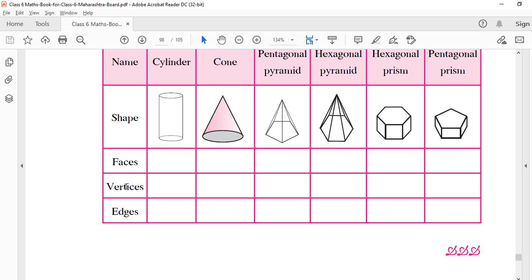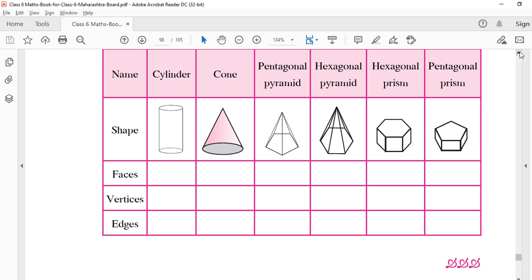Vertices means an end point, something like this, point, point, point. But in the case of a cylinder, there is no point. Correct? There is no point, so there are no vertices. So faces is 1 here in the case of the cylinder, vertices is 0. We do not have any vertex in a cylinder. And edges: we have two circular edges, the circumference of the top circle and the circumference of the bottom circle. So we have two edges in this case.